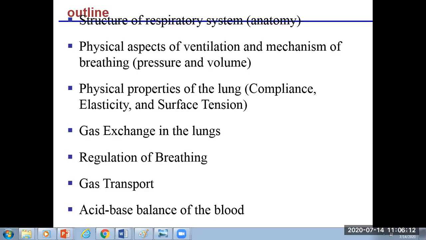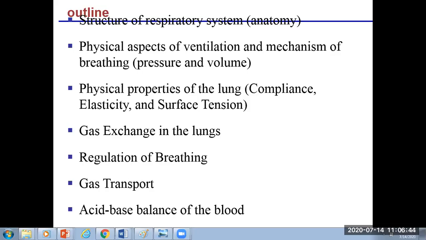Then we will take a look at the mechanism of breathing, pressure and volume relationship. We will take a look at physical properties of the lung, including lung compliance, elasticity, surface tension. We will take a look at how the gas exchange in the lungs takes place. Of course, diffusion is part of it, but we will go a little bit more detail of the gas transport as well as exchanging both oxygen and carbon dioxide.